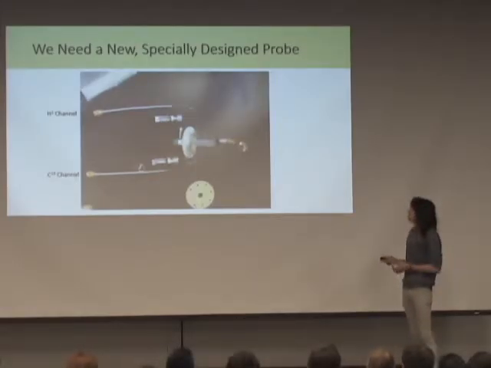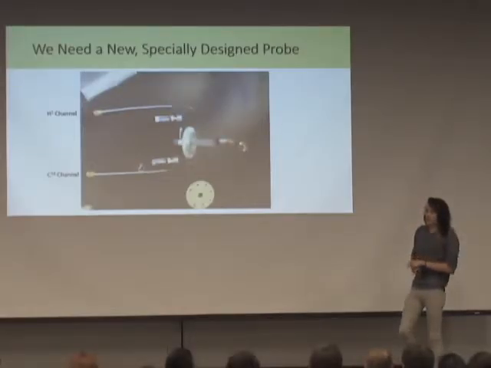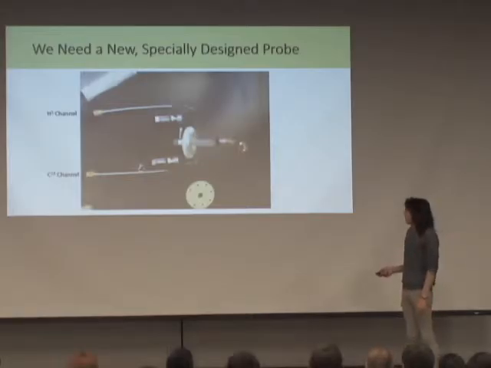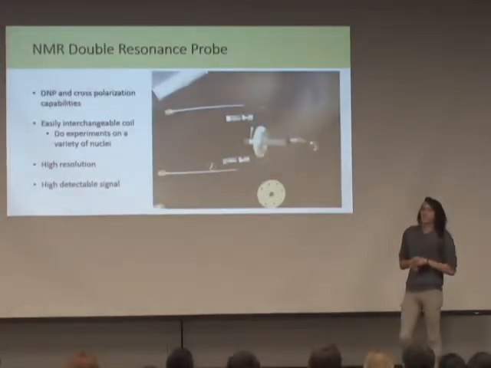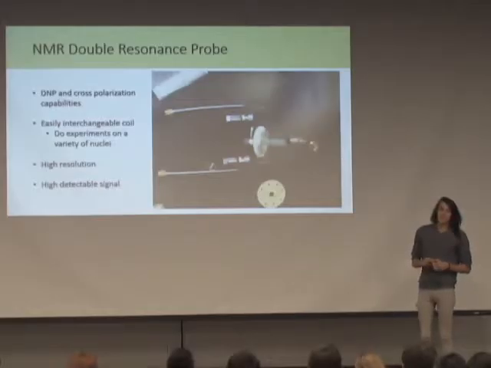But to do this, we need a new kind of specially designed probe that you can't buy commercially. So we have to design it to have two channels, a proton channel that will make a pulse through this inductor at the proton's resonance frequency, and a carbon channel. And this will give us this double magnetic resonance and cross-polarization capabilities.